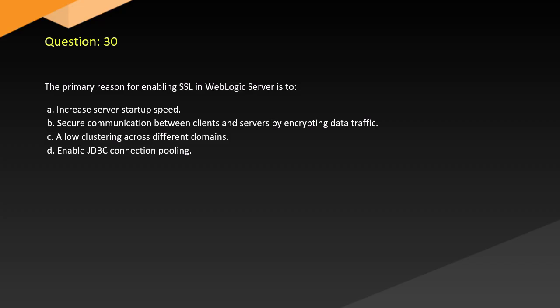Question 30. The primary reason for enabling SSL in WebLogic Server is to: A. Increase server startup speed. B. Secure communication between clients and servers by encrypting data traffic. C. Allow clustering across different domains. D. Enable ADC connection pooling.